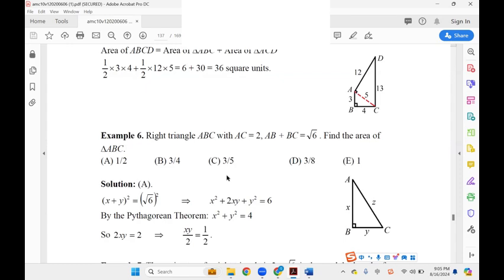We want to find out the area. So basically, how to calculate area is X multiplied by Y and divided by 2, right? And how to get this? Just from here. We get to know X plus Y squared is equal to 6. And this is X squared plus Y squared plus 2XY, right? This is 6, this is 4. And then from here, XY is equal to 1. This is half. So the answer is A.